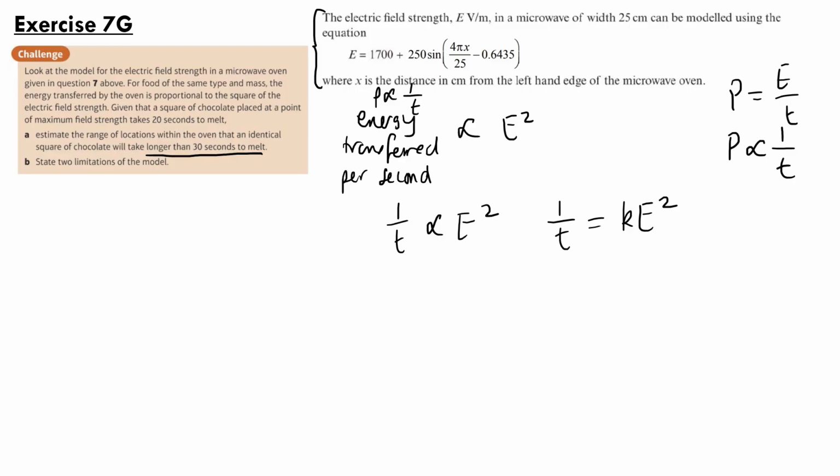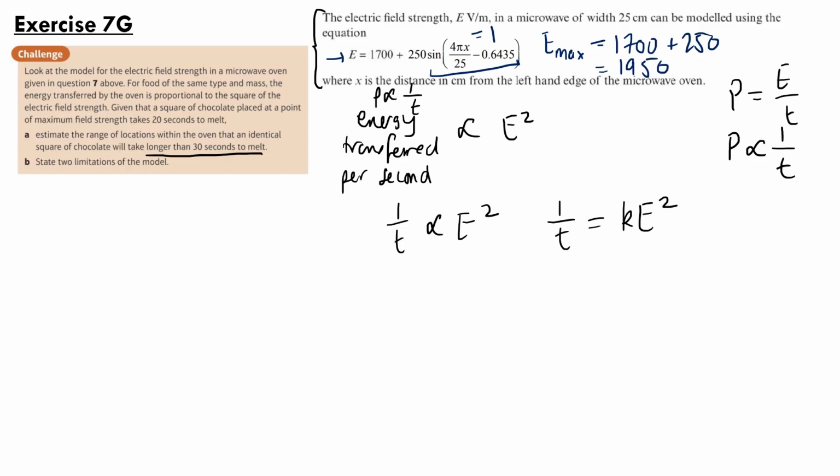So maximum field strength, looking at this equation that we were given at the top up here, is going to happen when sine of 4 pi x over 25 minus 0.6435, that term, is equal to 1. Remember, sine goes between 1 and minus 1, so the maximum is going to happen when this whole term here is equal to 1. So the maximum electric field strength is going to be 1,700 plus 250 times 1, which is 1,950.